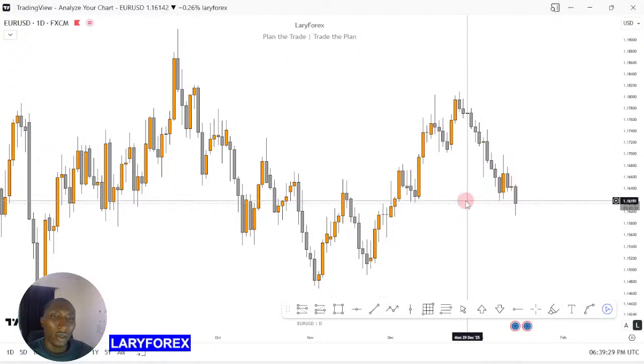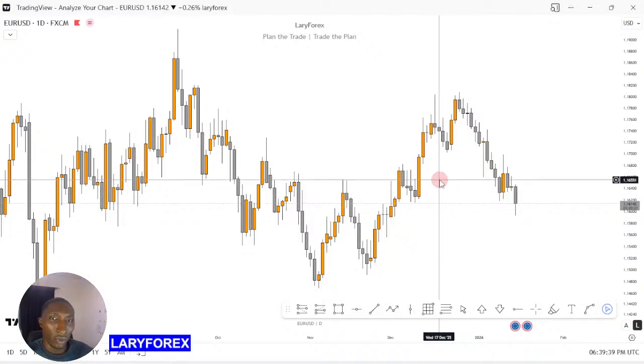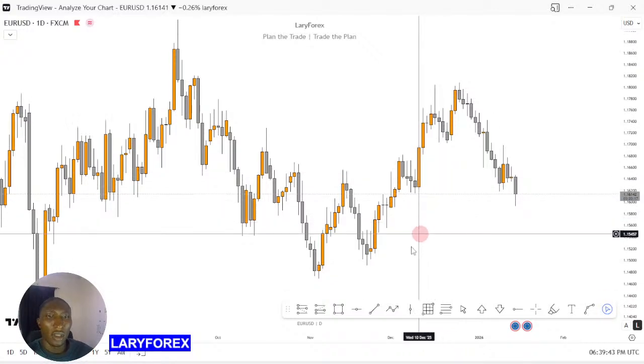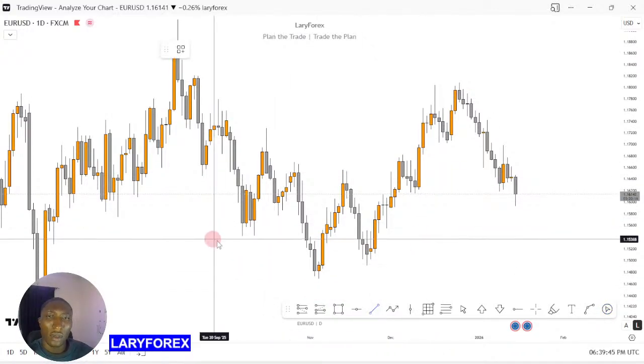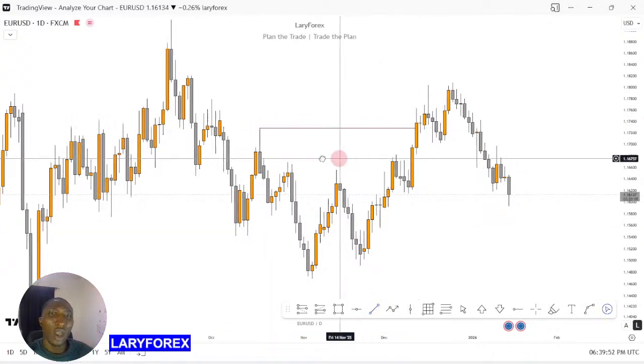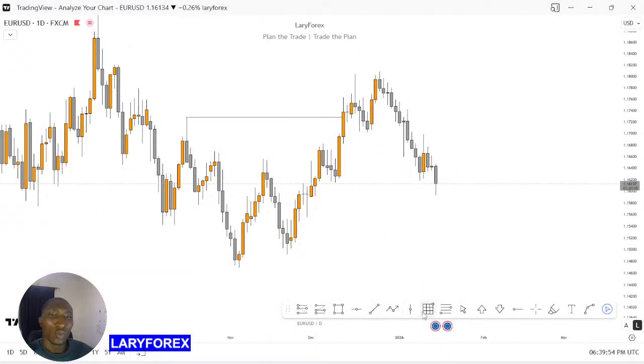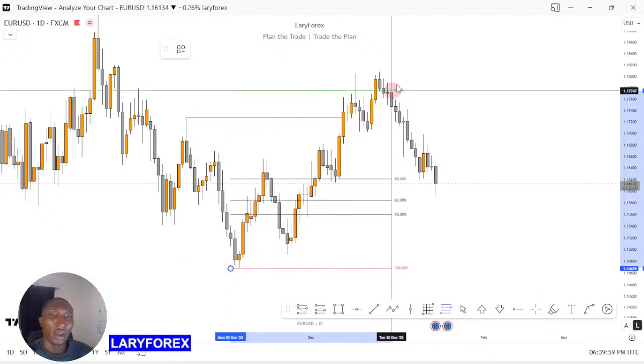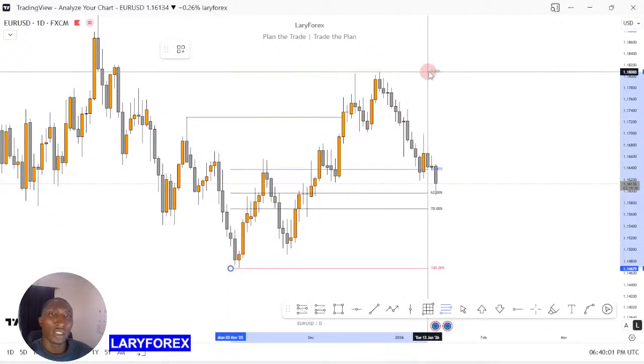So where is price on a daily time frame? On a daily time frame, price is on a demand level. Now, why did I say our price is on a demand level? This is bearish. So we have our break of structure at this level. Since we have our break of structure at this level, we take our Fibonacci tool from our swing point A, which is this level here, to our swing point B, which is this level here.